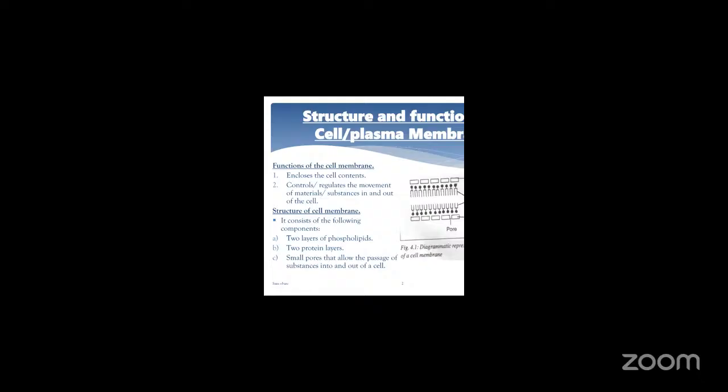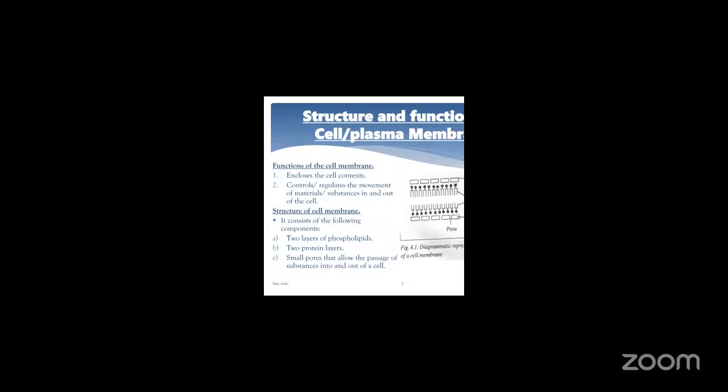The other function of a cell membrane is that it encloses the contents of the cell. So it is like the barrier between the inside of the cell and the environment. So whatever is in the environment remains in the environment. Whatever is inside the cell remains inside the cell, unless it is small enough to pass through the pores.